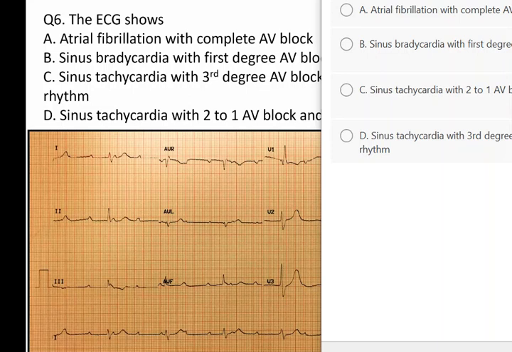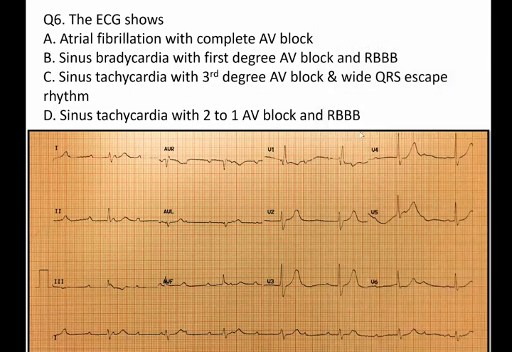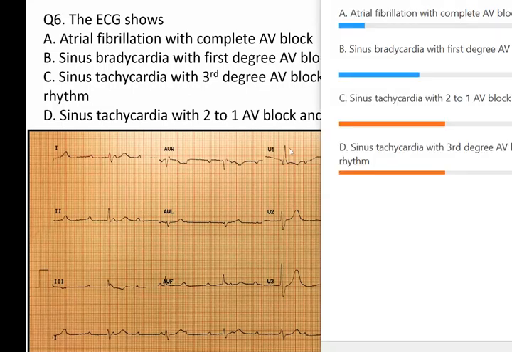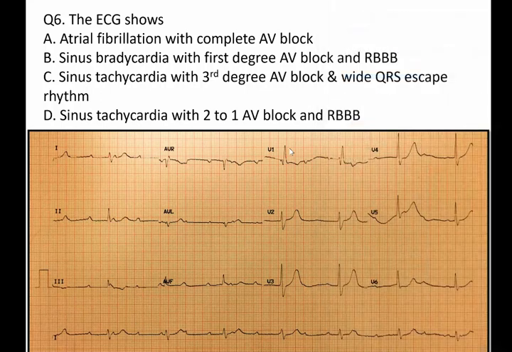So let's have the answers. There is a tie between sinus tachycardia with 2-to-1 AV block and sinus tachycardia with third degree AV block. So let's look at the ECG. The correct answer is sinus tachycardia with third degree AV block and wide QRS escape rhythm. So let's look at the rhythm strip.